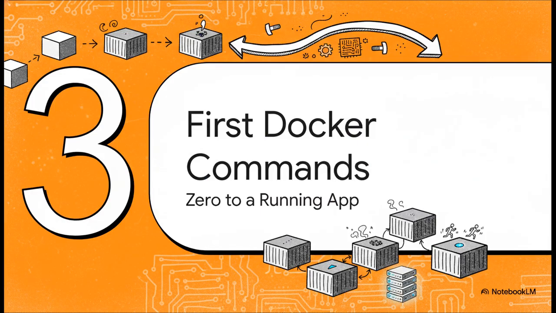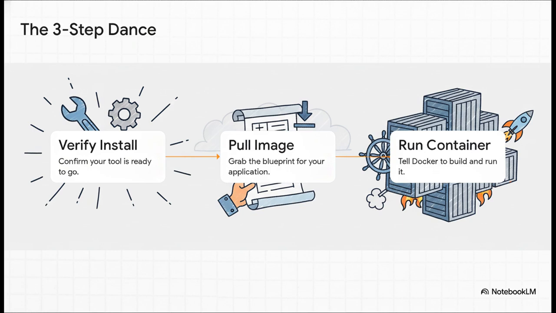Okay, theory time is over. Let's actually do this. This is where the fun begins. We're going to go from an empty terminal to a live running app. It's basically just a simple three-step process. First, we'll check if our tools are working. Second, we'll download the application's blueprint. And finally, we'll tell Docker to bring it to life.